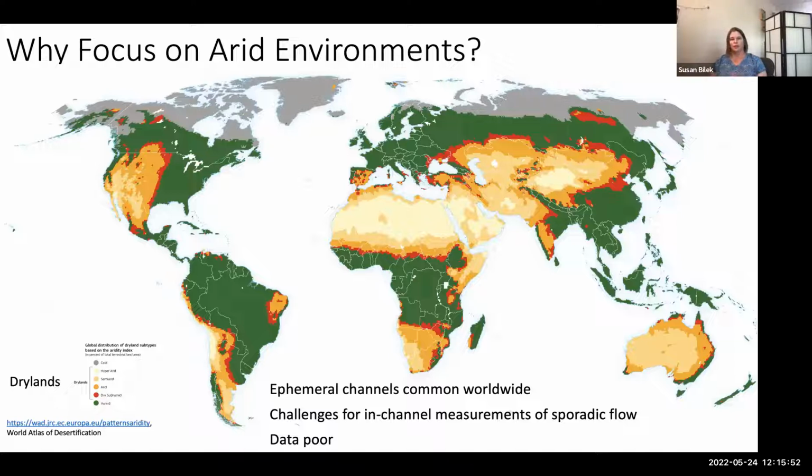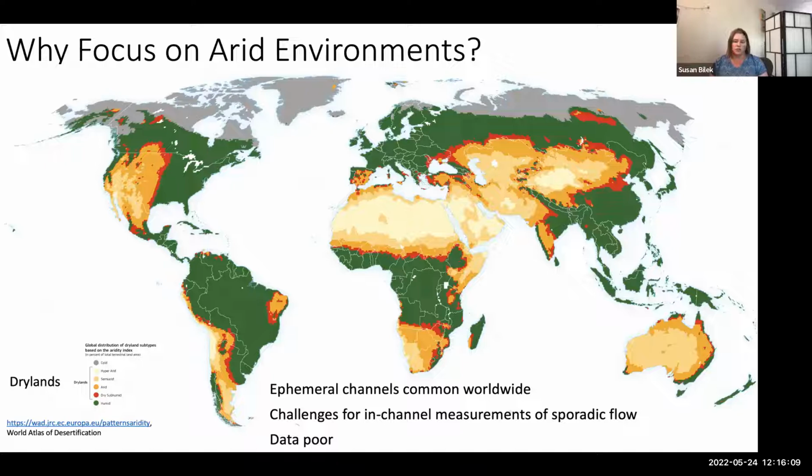If you look at the globe and you think about where there are dry and arid environments, they're very common around the world. And that's shown here in this map with these red, orange, and yellow colors, just measuring the dry and arid regions.